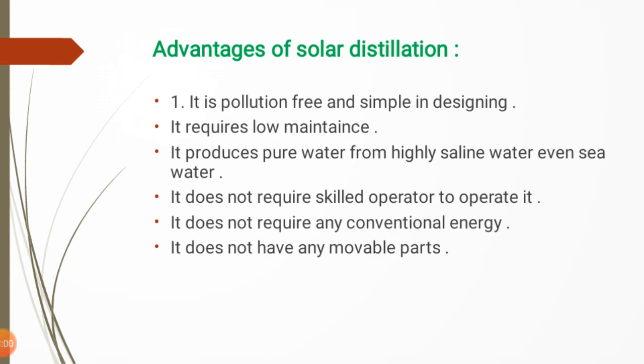It does not require any conventional energy. That means the operation of the solar distillation system does not require any conventional energy sources, that is, it does not require any fossil fuels. Next, it does not have any movable parts. That means there is no disturbance in the working due to movable parts. These are all the advantages of solar distillation, but it also has some disadvantages.